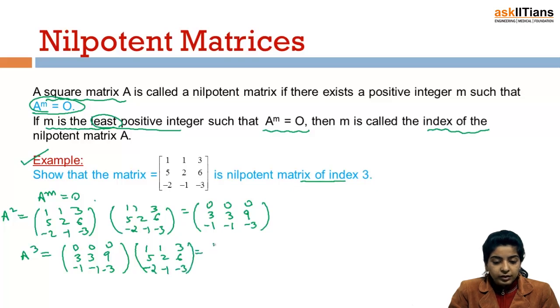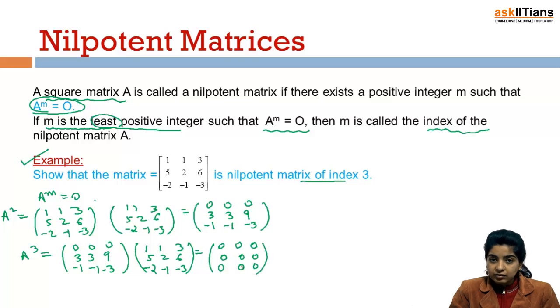What does this give me? First row is 0, so this will obviously be 0. Then I have 3 plus 15 plus 3 is 18 minus 18, again 0. Then I have minus 1 minus 5 minus 6 plus 6, again 0. Then 0, this will obviously be 0. Then 3 plus 6 is 9, minus 9 is 0. And minus 1 minus 2 is minus 3 plus 3 is again 0. This is obviously 0. 9 plus 18, 27 minus 27 is 0, and this is again 0.